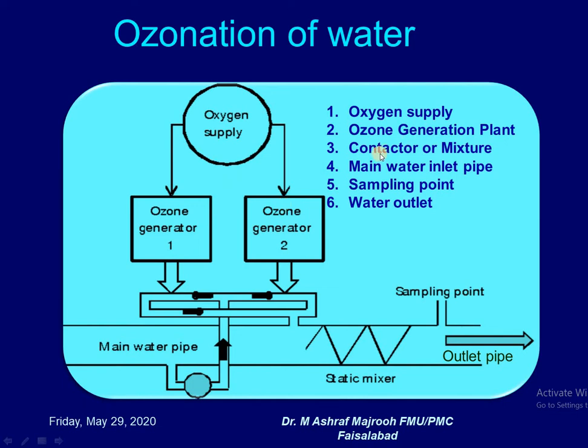and the contactor, meaning the chamber that provides the contact of ozone with the water, or the mixing chamber, and then the main water inlet, sampling point, and water outlets. So these are the components in the schematic. In the schematic diagram it seems to be simple, but it is a very complex process, and it needs very advanced engineering for this purpose.